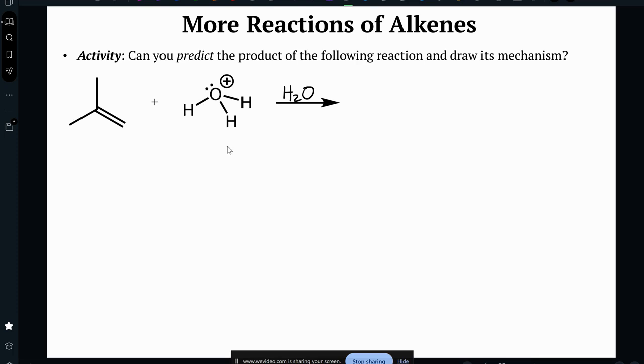What I want you to do is make a prediction and draw what you think that reaction mechanism would look like. You could be entirely wrong, and that's okay because I'll walk through it afterwards. But I want you to practice that skill of using your understanding of organic chemistry to make a prediction. So pause now, and after you've worked at it for 5 minutes or so, come back and restart.